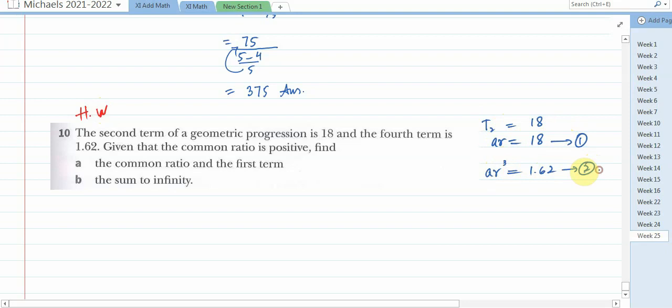Now we have done many questions with the same approach, in which we need to divide the equations to find the value of r. Alright, so r must be positive, so if you are getting two values of r, you need to reject the negative value, and then you can find the common ratio, first term, and sum to infinity.